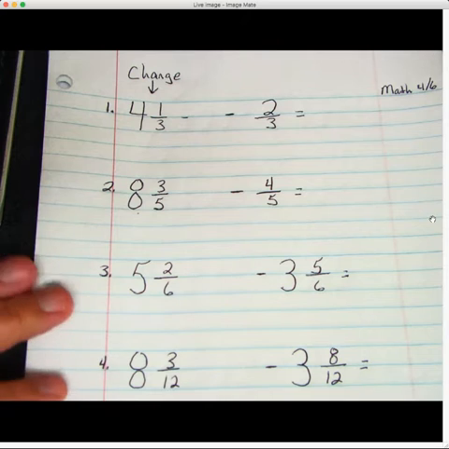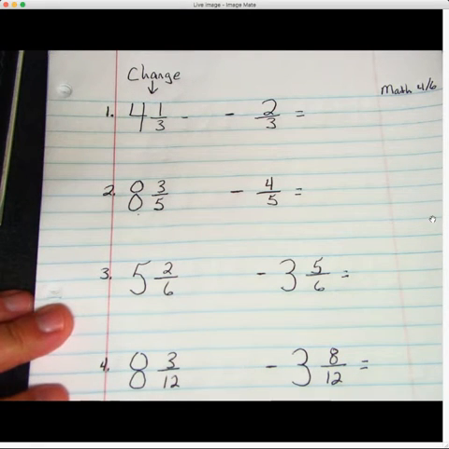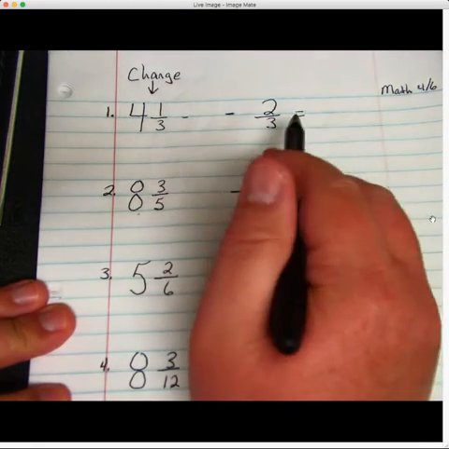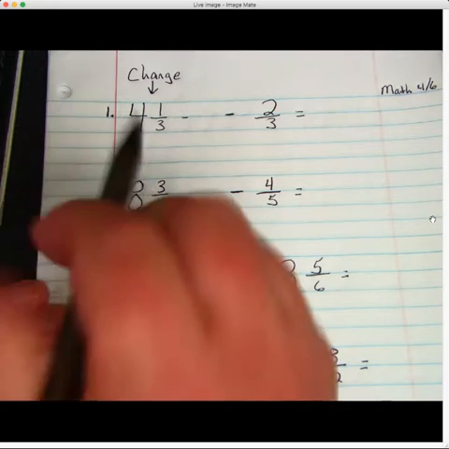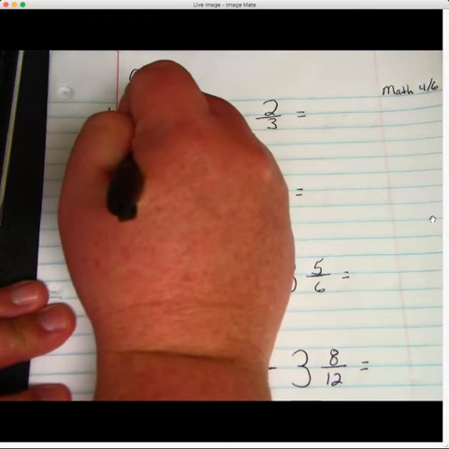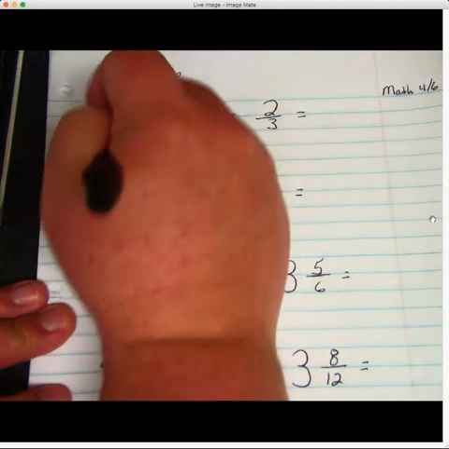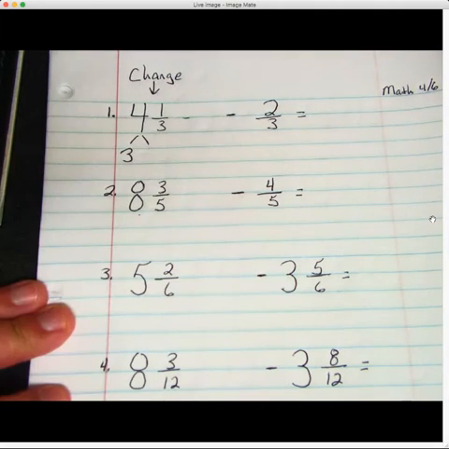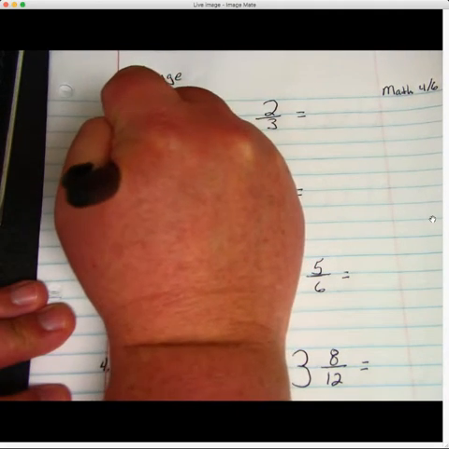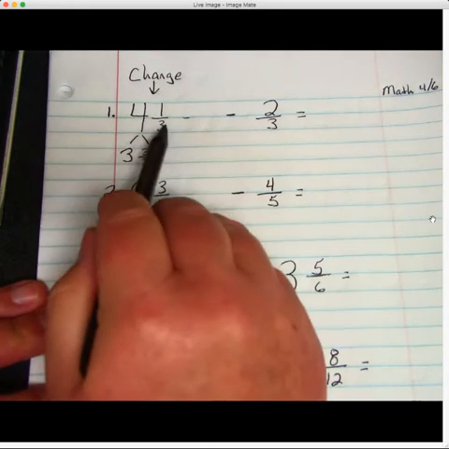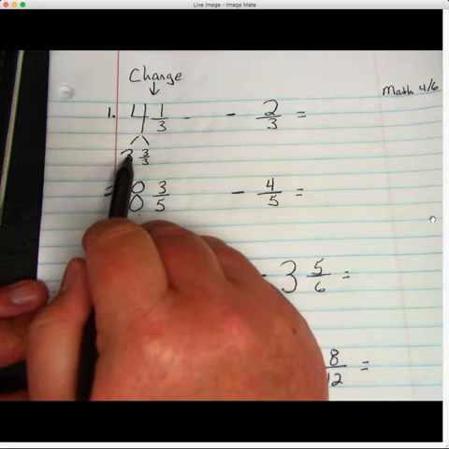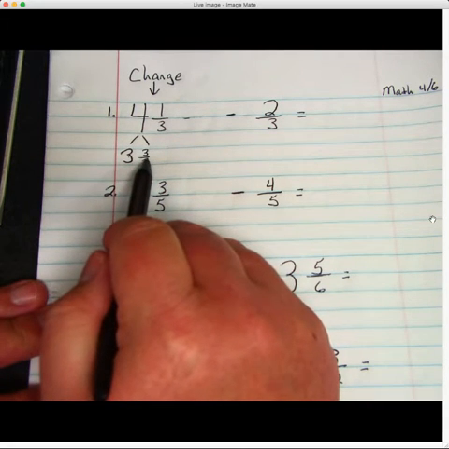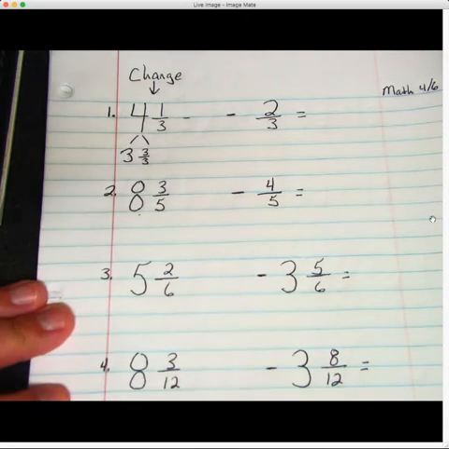Okay, so we're looking at this first one, 4 1/3 minus 2/3. Now, I can't take 2/3 away from 4 1/3, so I'm going to have to decompose the first number like we did yesterday. So we're going to decompose that 4. We're going to make it a 3 and a 3/3. Remember, we're working with thirds on this problem. The 3 is a whole number, and then 3/3 is 1. So 3 and 1 is 4. That's why we can do that.